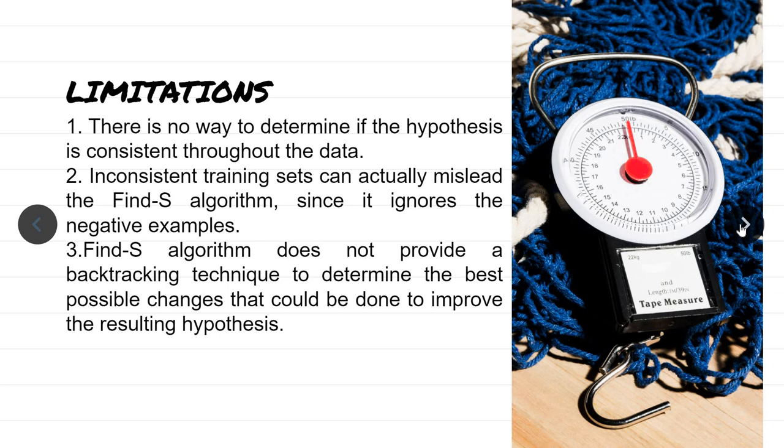Limitations. There is no way to determine if the hypothesis is consistent throughout the data. Inconsistent training sets can actually mislead the Find-S algorithm, since it ignores the negative examples. The Find-S algorithm does not provide a backtracking technique to determine the best possible changes that could be done to improve the resulting hypothesis.